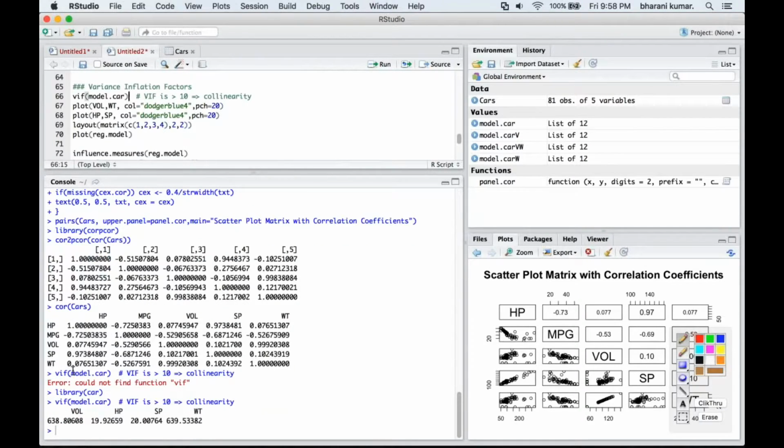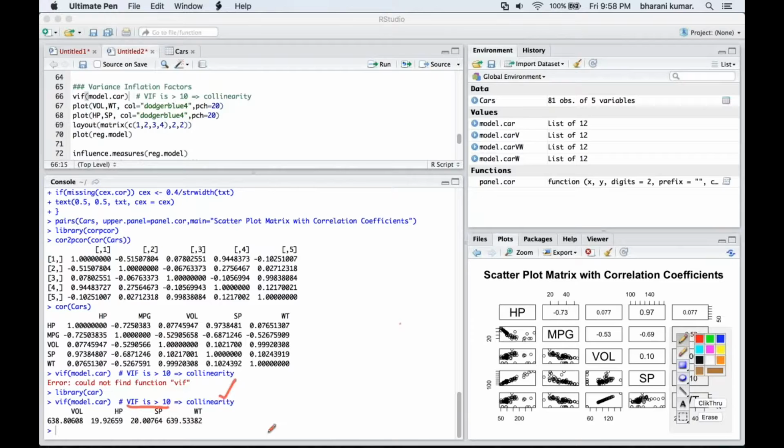Yeah, so car is a package which has to be installed and loaded before you do VIF. So again, I'm telling you, it's very exploratory. Look at this VIF value. Though the thumb rule says if the VIF value is greater than 10, there is a collinearity. All these four inputs have collinearity problem. Everything is greater than 10, right?